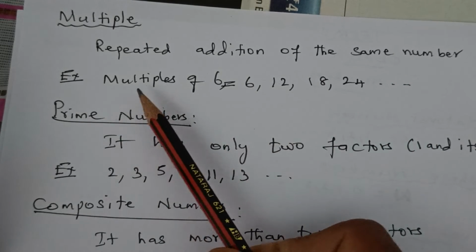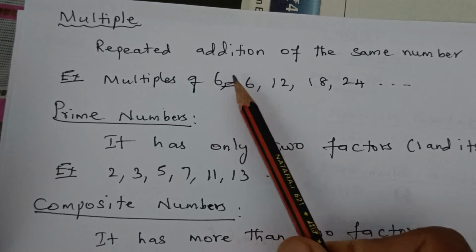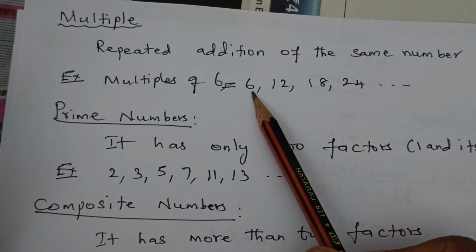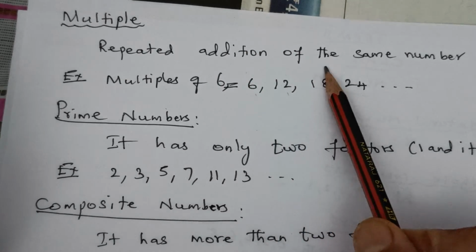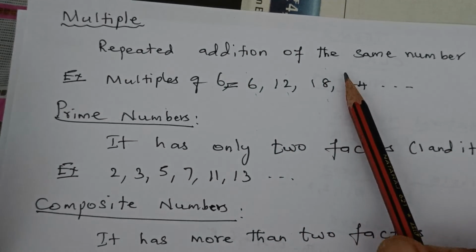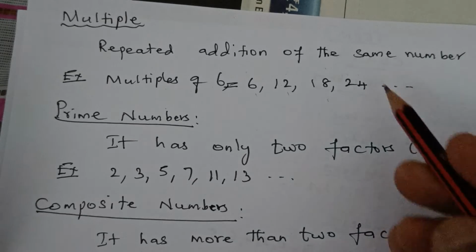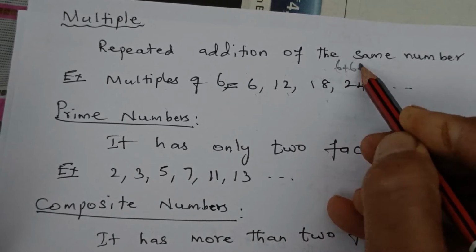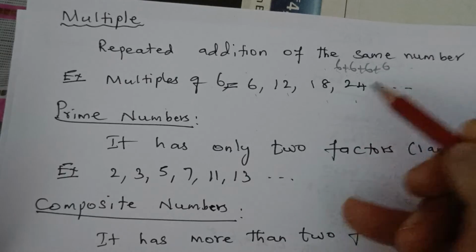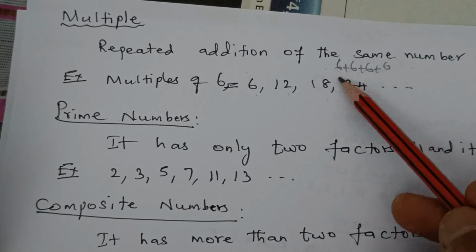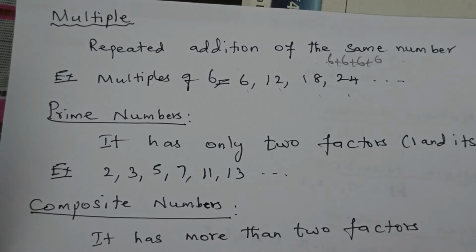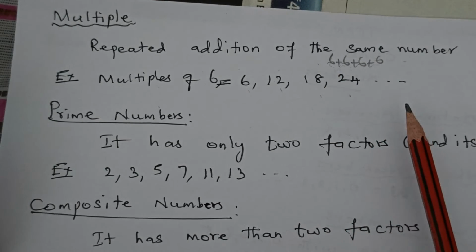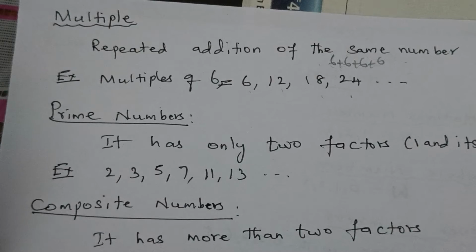What is it? You just see an example. What are the multiples of 6? When you add 6 only one time, it is 6. 6 plus 6, 12. Then 6 plus 6 plus 6, 3 times you add, 18. Add 6 4 times, 6 plus 6 plus 6 plus 6, 4 times you add, we get 24. So the same number is added repeatedly, that is, again and again. Then we get the multiples.